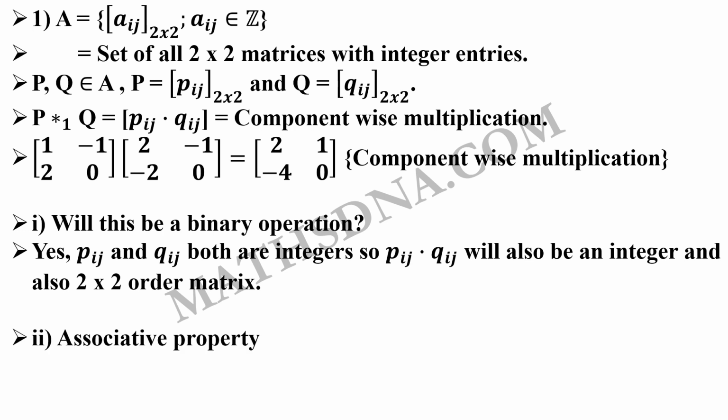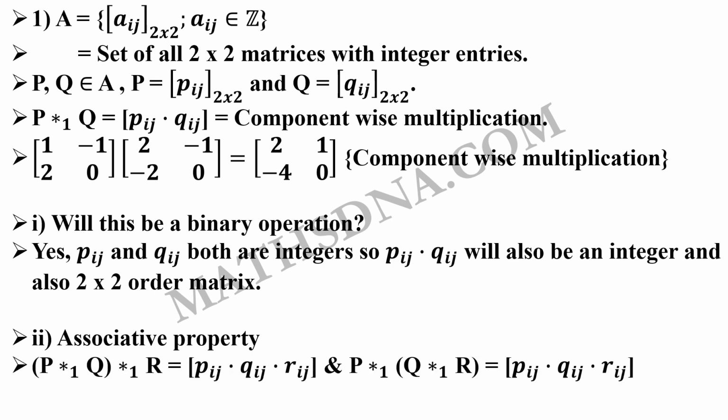Moving on to the associative property. What do we mean by associativity? That if we operate in the order PQR, whether P and Q are operated first or Q and R are operated first, the results will be the same. Because our operation, normal multiplication or component wise multiplication, is associative, with matrices also it will be associative. You can easily take an example and verify it. So it is associative.